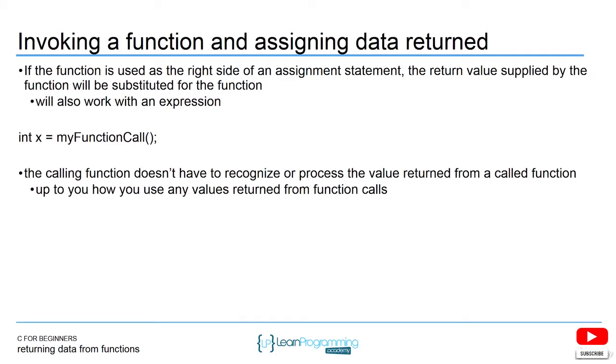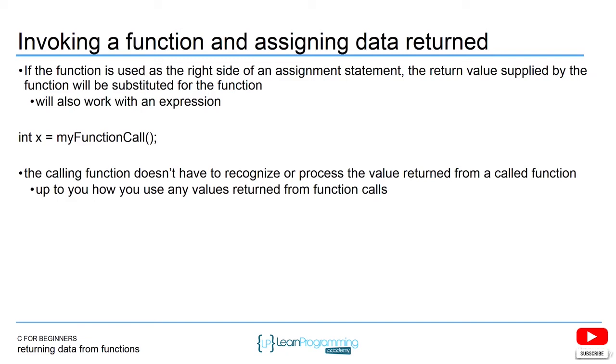This example here is after you invoke the call, when you want to assign the data that's returned. Right? So you can say int x equals my function call. Whatever that function returns is going to be assigned to x. And if my function call returns x plus y, the result of x plus y is going to be assigned to x. So you can assign the data that's returned from a function call by just having a variable on the left-hand side of the equals and the function invocation on the right-hand side of the equals.